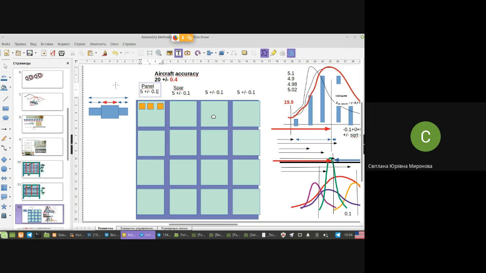We have tolerance for the wing given by the designer. Tolerance for assembly units which are inside the wing should be more accurate or less accurate? Tolerance for them should be more strict than the designer gave for the whole wing.